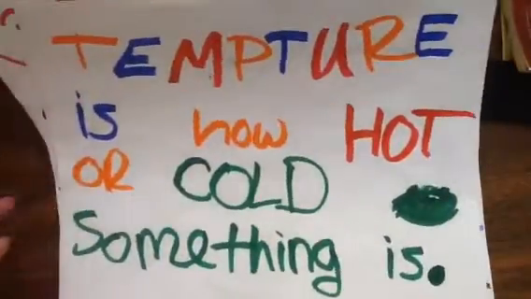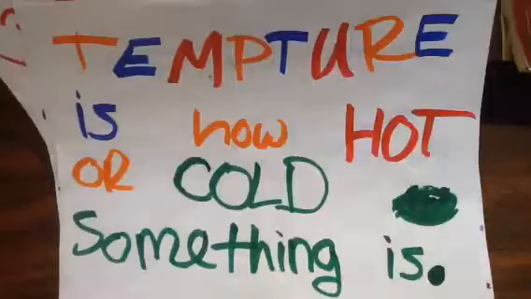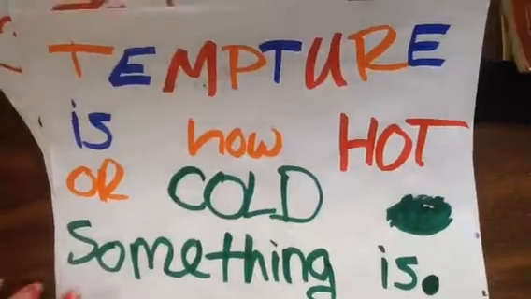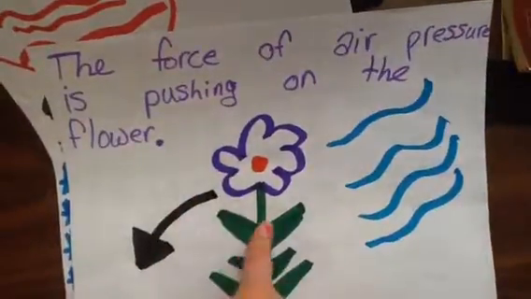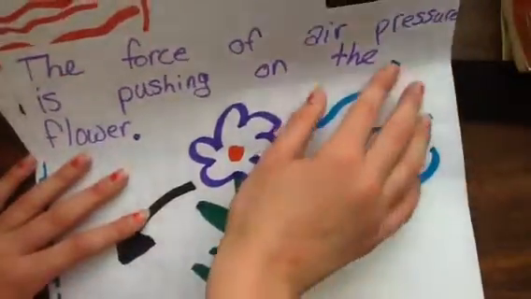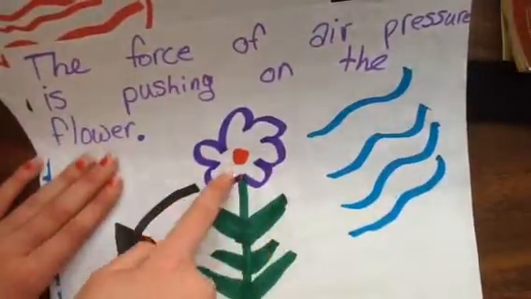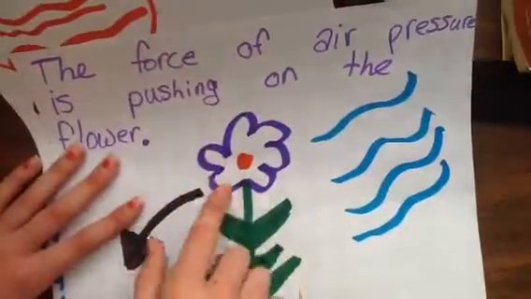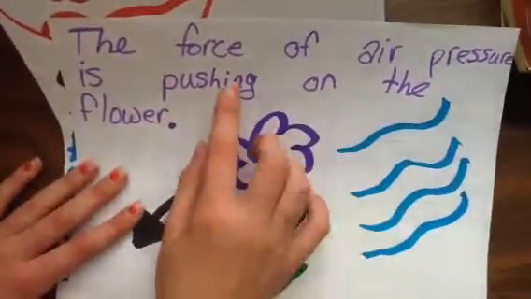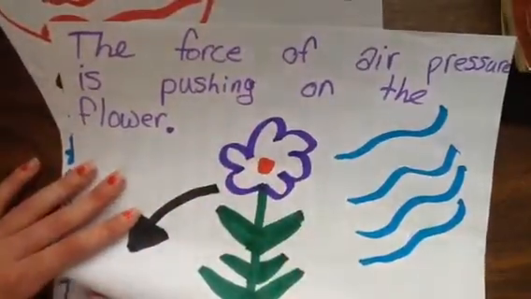So say some part of food is in the freezer, it would be freezing. And if your food is in the oven, it would be really hot. This is air pressure. So the air, it's pushing down on the flour. It'll make the flour go down. So it's putting pressure on the flour. So that's air pressure. The force of air is pressing on the flour.